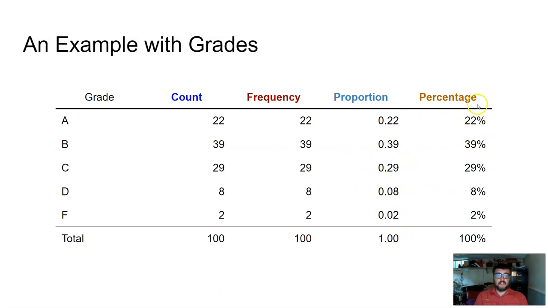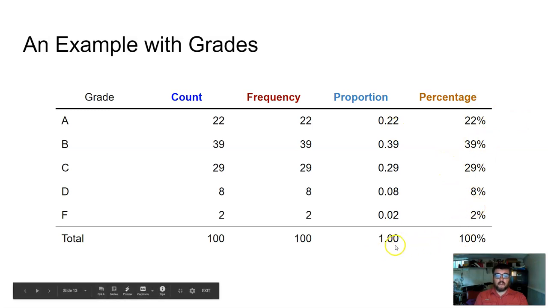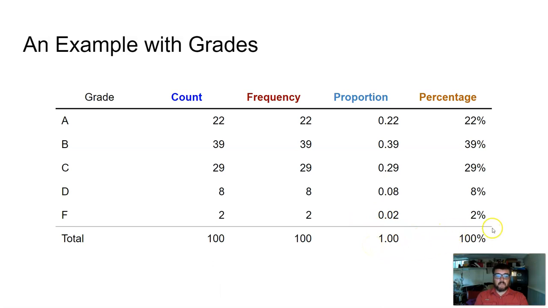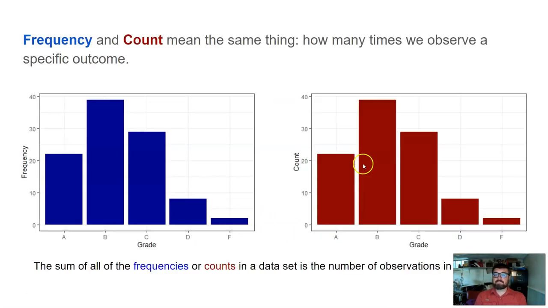And percentages are similar to that, only instead of out of 1, it's out of 100. So the total is 1 for proportions, is 100 for percentages, and it can be whatever the count is of all the things you're looking at with counts and frequencies.